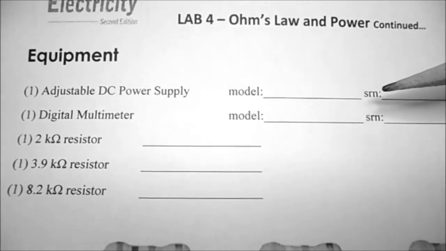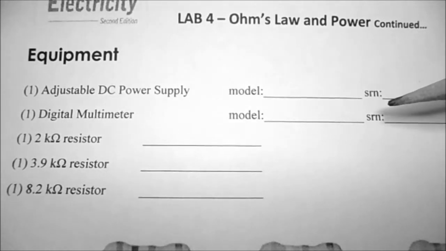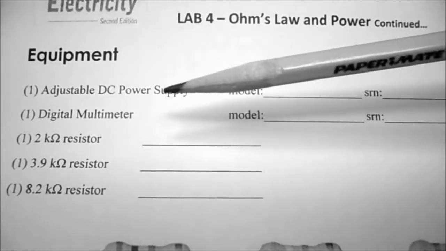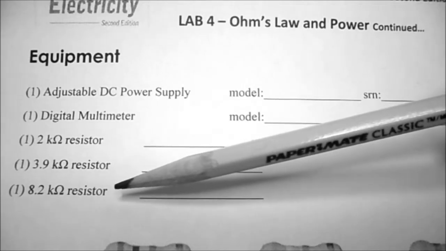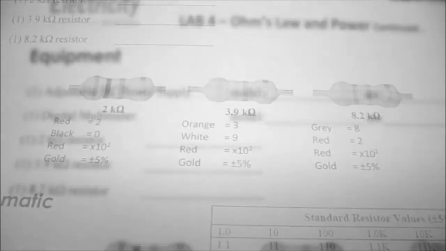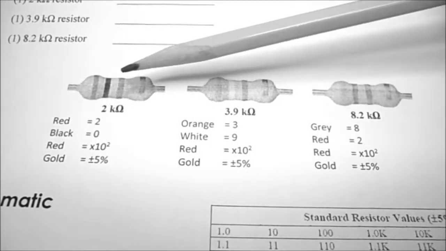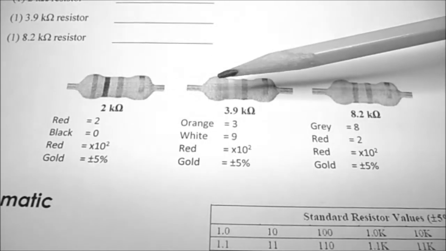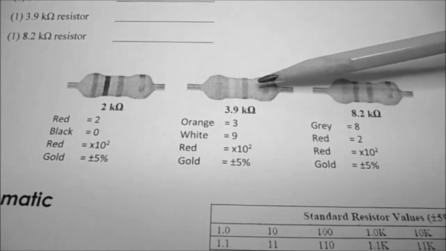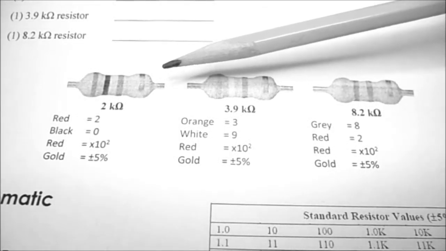As before, don't bother with the serial numbers because they're a little hard to find and they're usually on the bottom of the equipment. We're also going to be using a 2K ohm resistor, a 3.9K ohm resistor, and 8.2K resistor. So since this is the first time that we've used these resistors, I've gone out on the internet and tried to find you a resistor with the same color bands. So if you're looking at this on your computer monitor, they will be in full color.